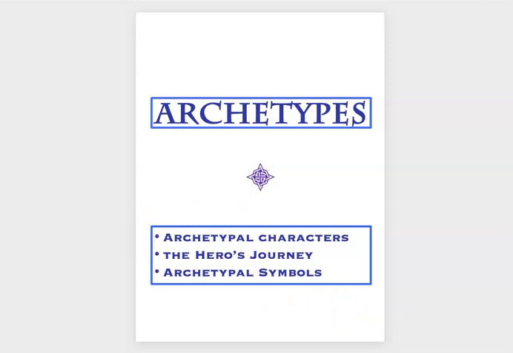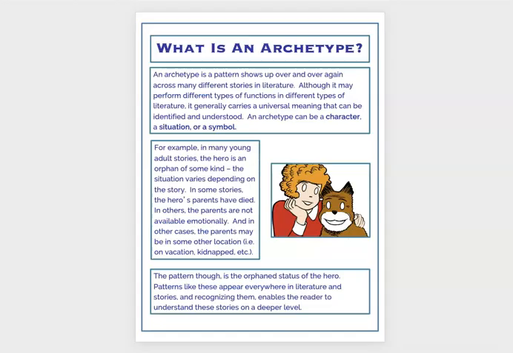So the first page explains what an archetype is. There's a little aside about an orphan character being a very common archetype, especially in young children's literature. An orphan doesn't have to be a literal orphan. They don't have to have necessarily lost parents or a parent, but the parent is, for whatever reason during the story, unavailable to assist the child.